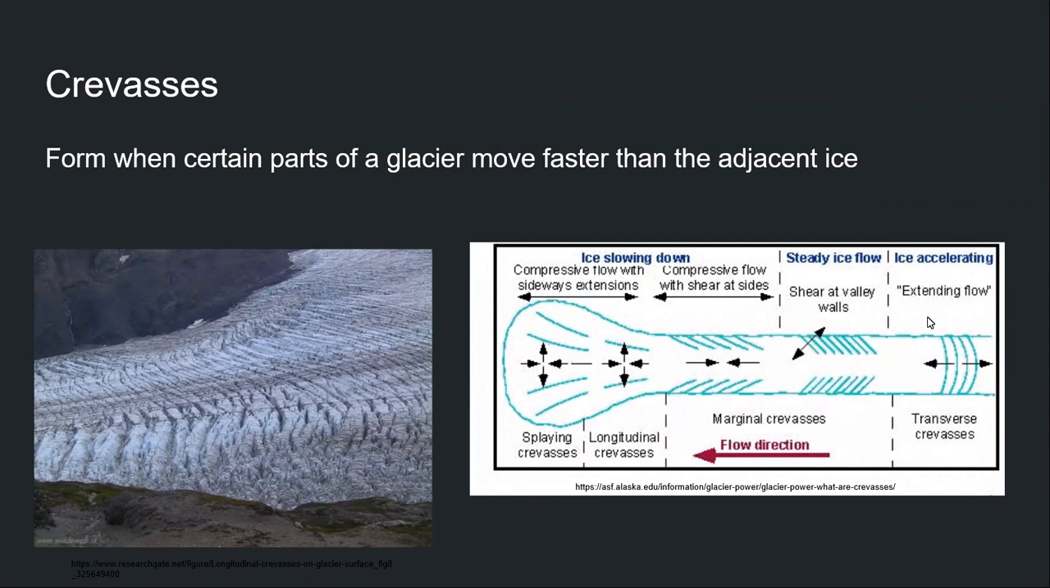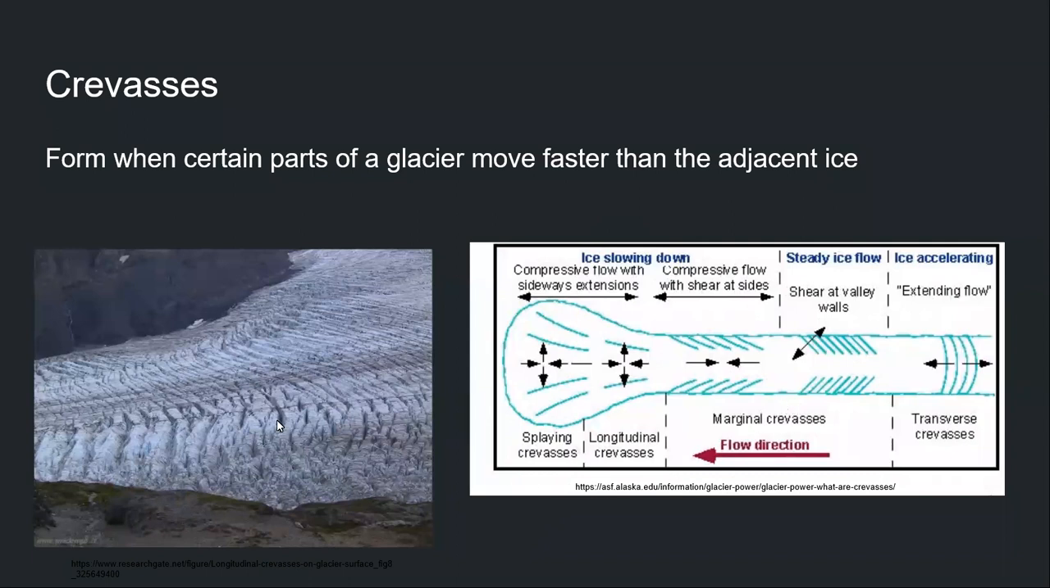When the ice is accelerating, we will have those convex type of crevasses that really go across the glacier. As you enter a more steady ice flow area, you will have crevasses on the sides of the glacier. You have shear at the valley walls, and as you enter a part where the ice is slowing down, you will have different types of crevasses, for example splaying crevasses that are more in the direction of the flow, while crevasses before were kind of perpendicular to it or at an angle of 45 degrees to it.